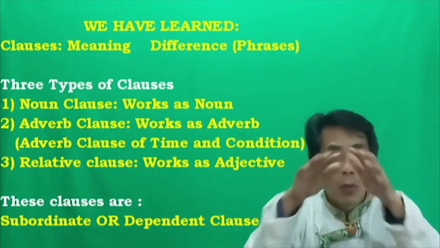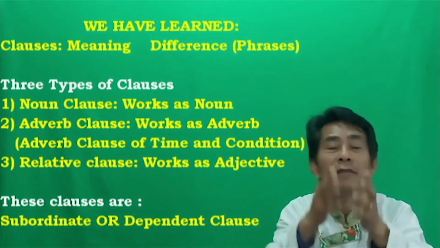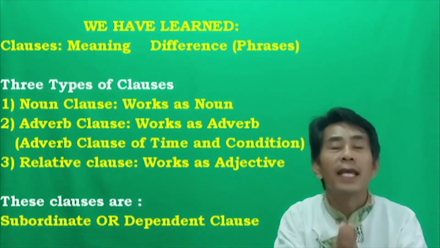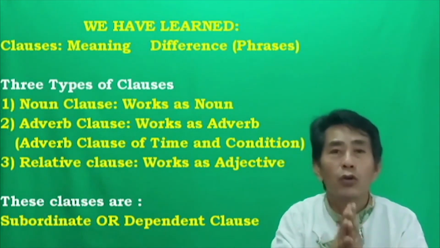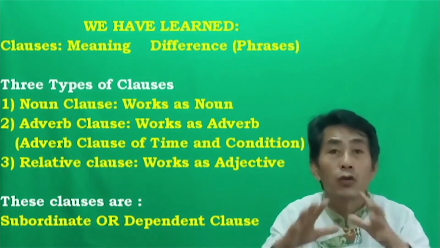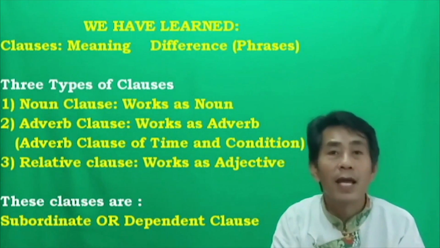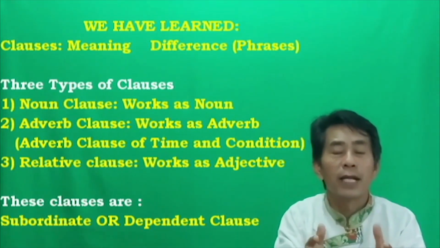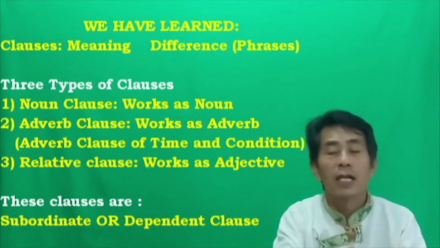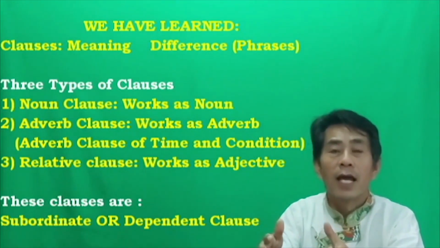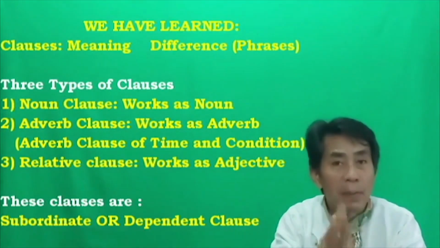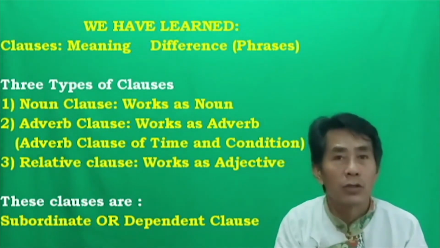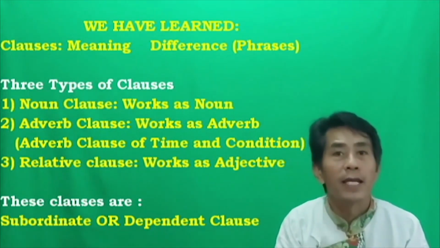You got it? Now, whatever clauses that we have done here, they are subordinate clauses or dependent clauses. We are not talking about the main clause. We are talking about the dependent clause. So you should be able to understand dependent clause and independent clause. Now, all these clauses are dependent clauses or subordinate clauses. Did you understand? Okay, yes.